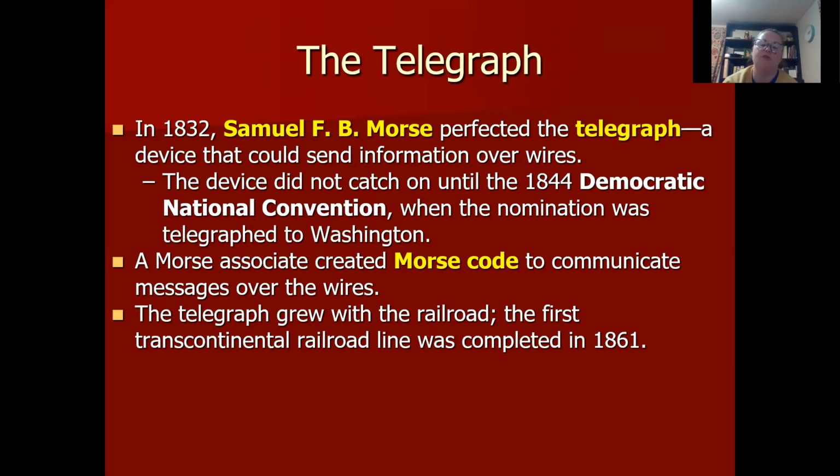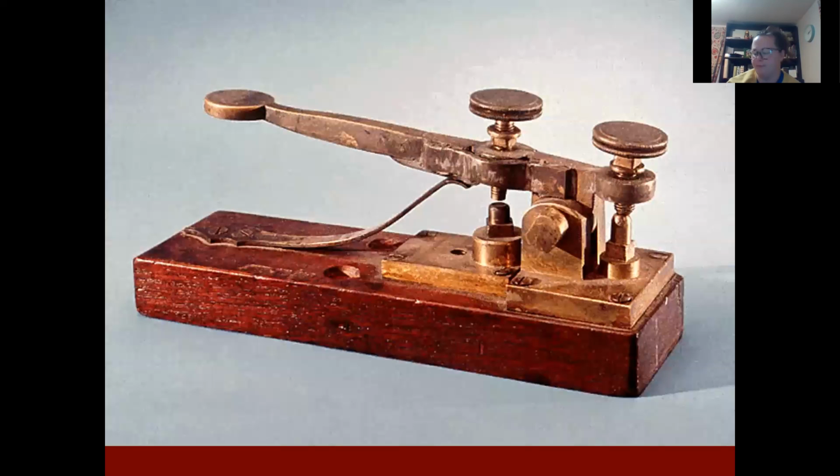The telegraph grew with the railroad. The first transcontinental railroad line was completed in 1861. So the Morse code, if you've heard of that, is a series of taps that convey information. All right, so let's see, we're still going through. That is what a telegraph looks like.